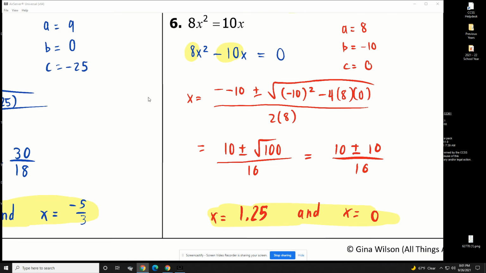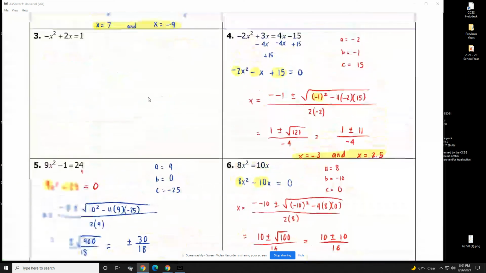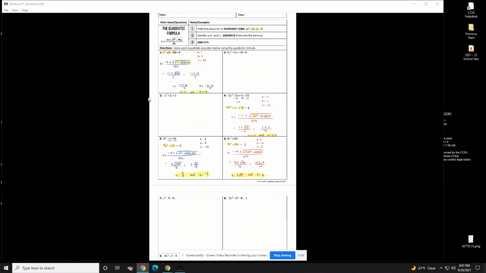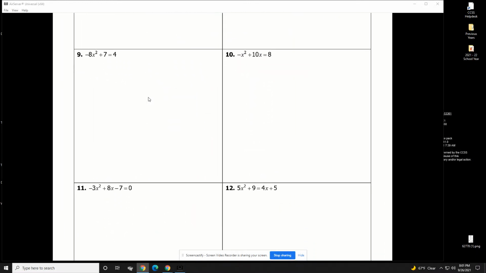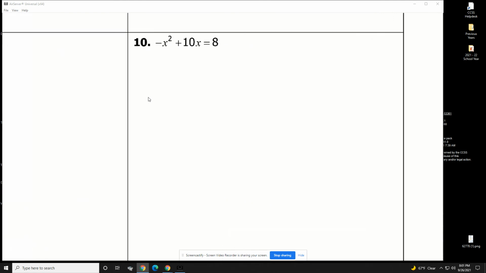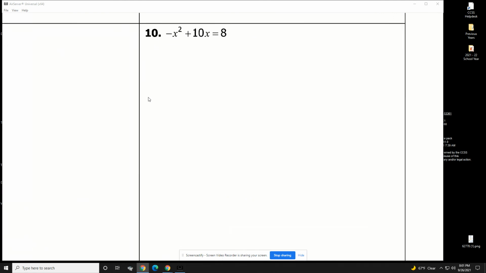Okay? Hopefully you guys are understanding this. We've done 4 of them. Let's do a couple more. Let's do number 10 and number 12. So first, number 10. Is everything on one side? No, we need to move that 8 over by subtracting it. So now let's name all of our values.